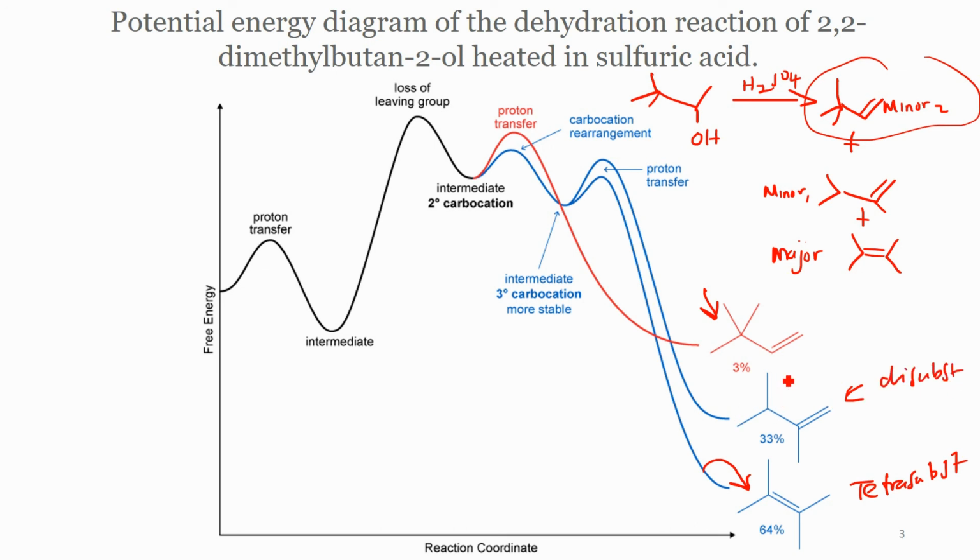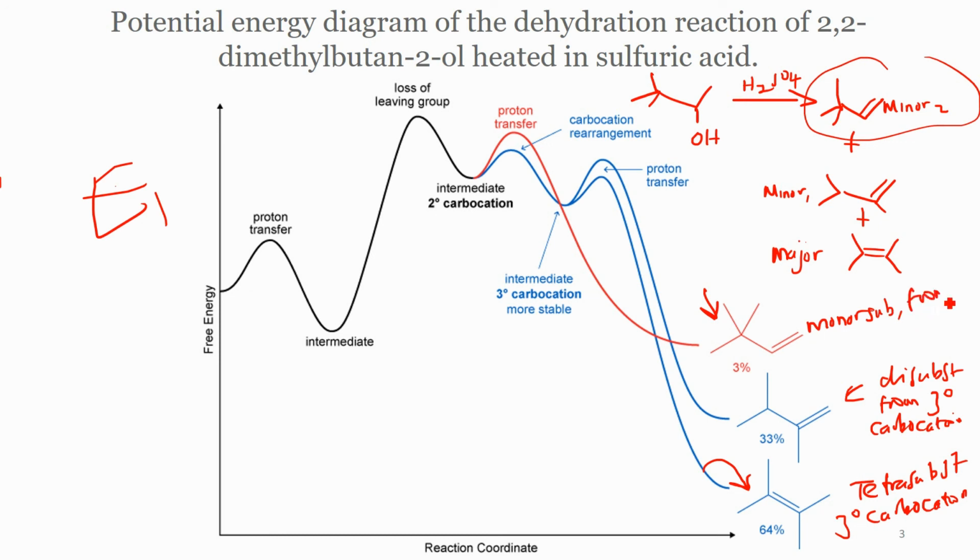This is disubstituted, and it came from a tertiary carbocation. Tetrasubstituted from a tertiary carbocation. Remember, all these are E1s. And then this is monosubstituted from a secondary carbocation, so it's the most unstable, most unlikely. This is the minor from the secondary carbocation. So you just need to identify which profile is for which compound.